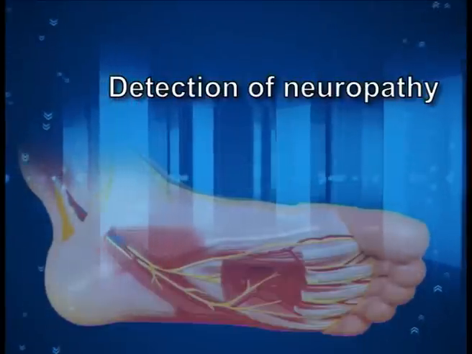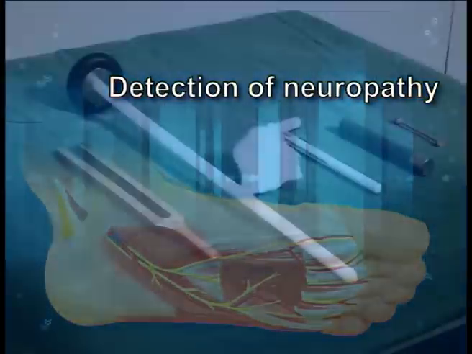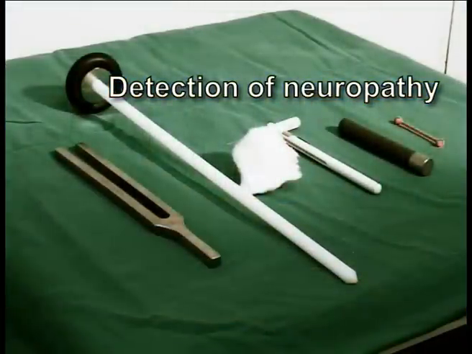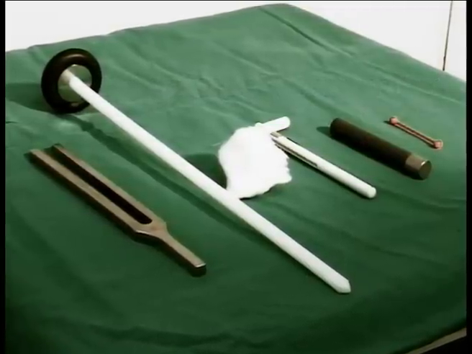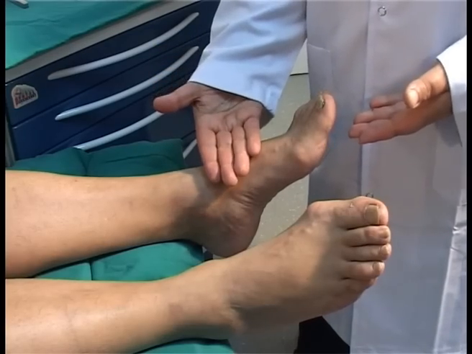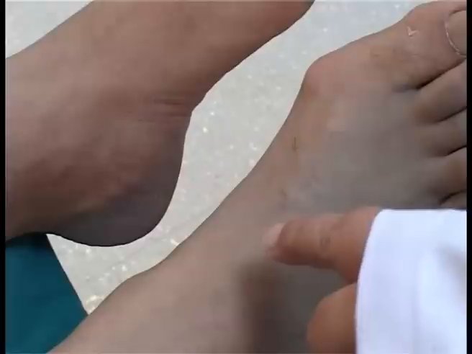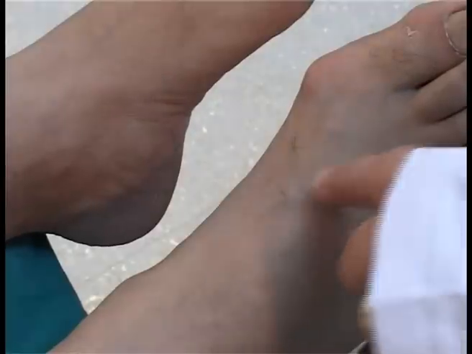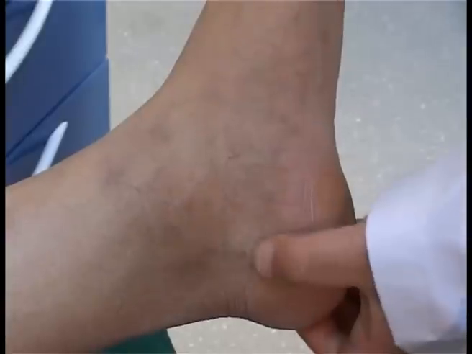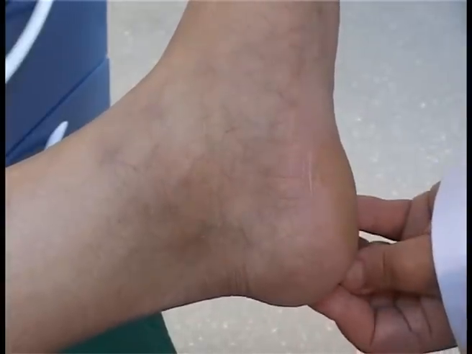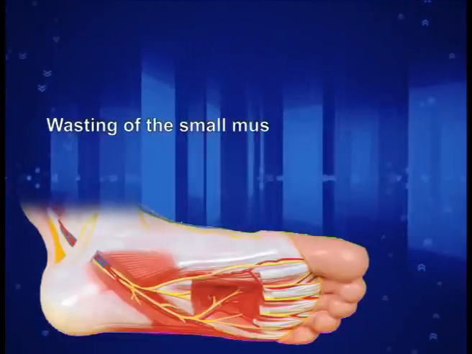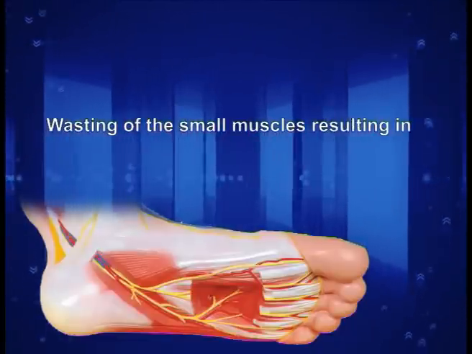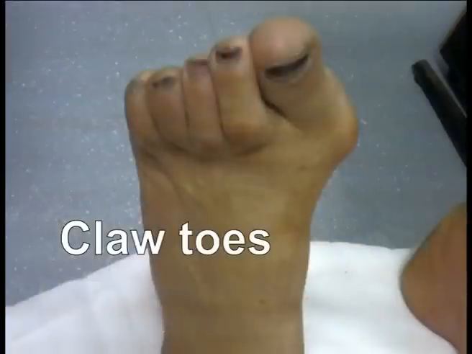Detection of neuropathy. Diagnosis of neuropathy starts with careful inspection and palpation. Neuropathic feet are warm with bounding pulse, prominent veins, dry skin and fissures caused by decreased sweating, wasting of the small muscles resulting in claw toes, high arch.